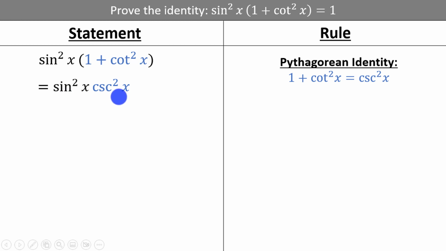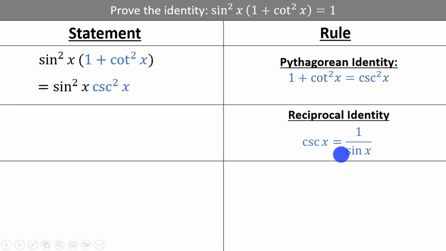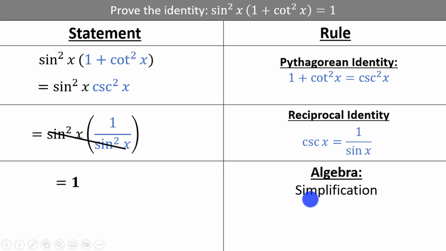From here, we have multiplied trig functions. Typically, when you have trig functions that are either multiplied or divided, you should change everything to sines and cosines, and typically something will cancel. We know that cosecant is the same thing as 1 over sine by the reciprocal identity. That means that cosecant squared will be the same as 1 over sine squared. These sine squares will cancel, and we will be left with 1 by algebra simplification. At this point, we have finished our proof.